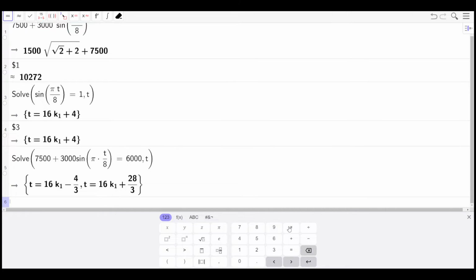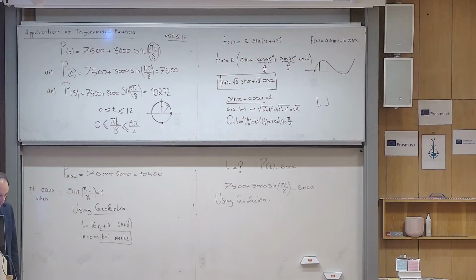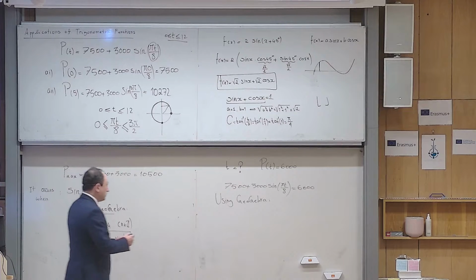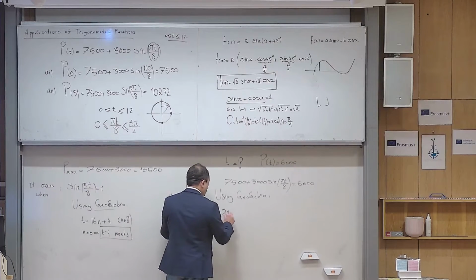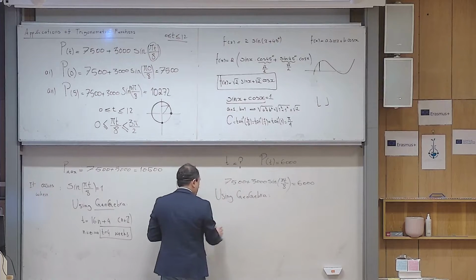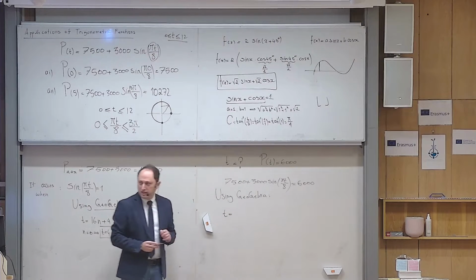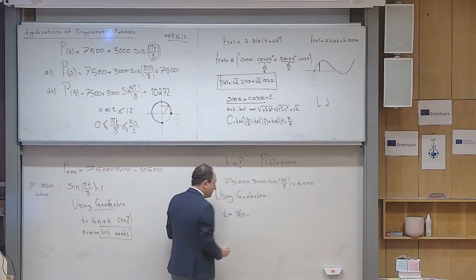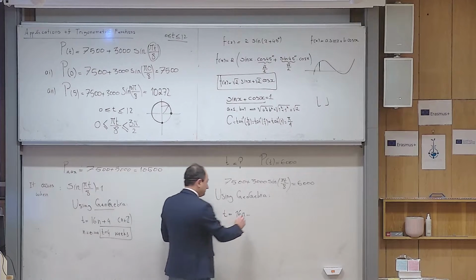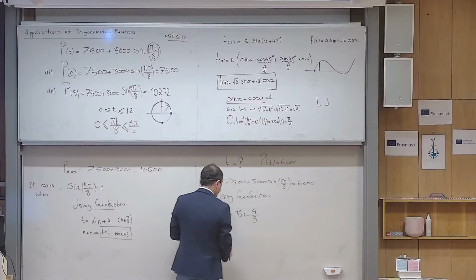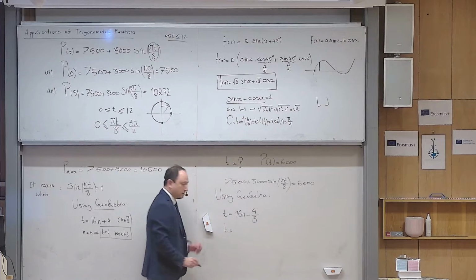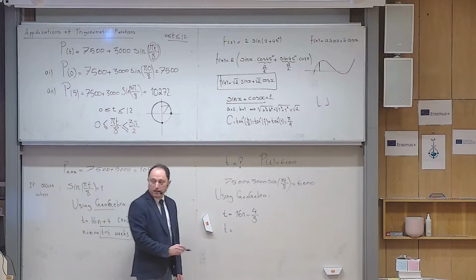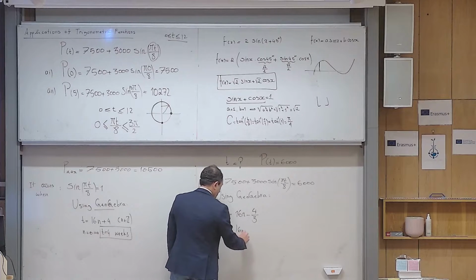So I get these two answers. So I write them down on the board. So using GeoGebra, I have two answers. So t is equal to 16n minus 4 over 3. And the other option is 16n plus 28 over 3.